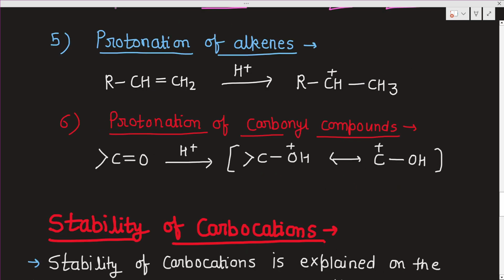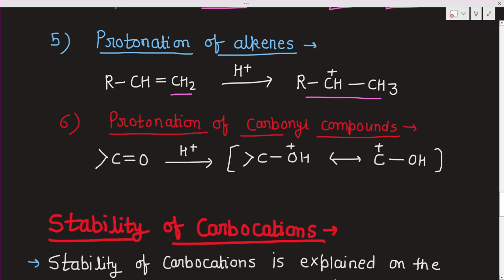Now the fifth type of reaction is the protonation of alkenes. This is also one of the important reactions. RCH double bond CH2 is treated with H plus. It is protonated. So what is happening? This proton will move to this carbon atom, so you get a carbocation in this manner.